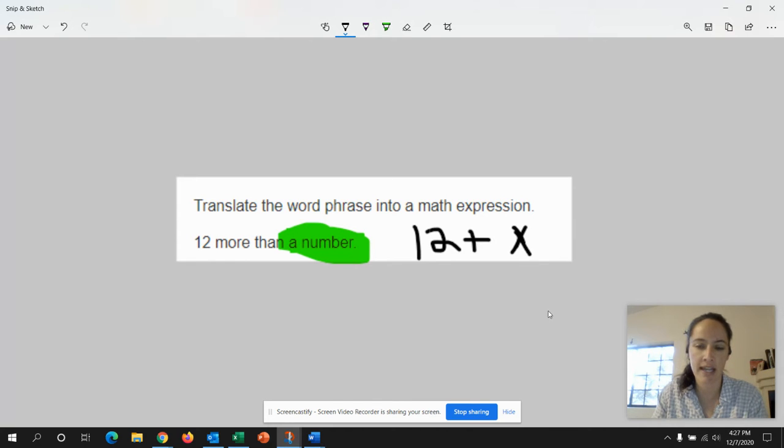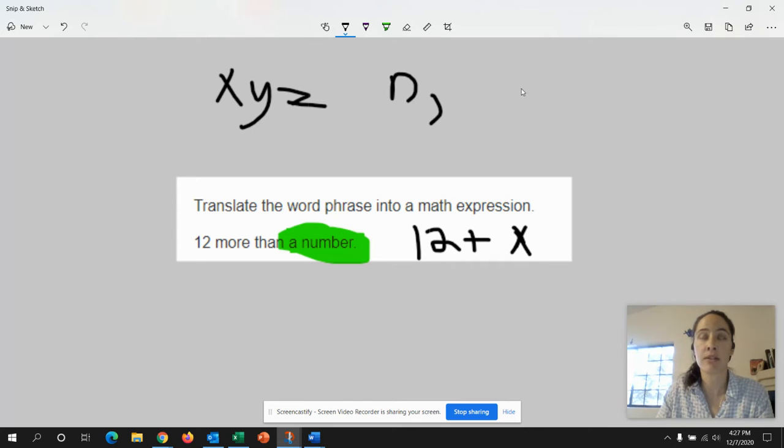I usually default to X. I usually use X, Y, and Z. Sometimes I use N. Sometimes I'll use whatever the letter is. Like if it says I have 10 cups of water, right? 10 cups of water. Okay, anyway, that's it. So whenever you see a number, you know it's a variable.